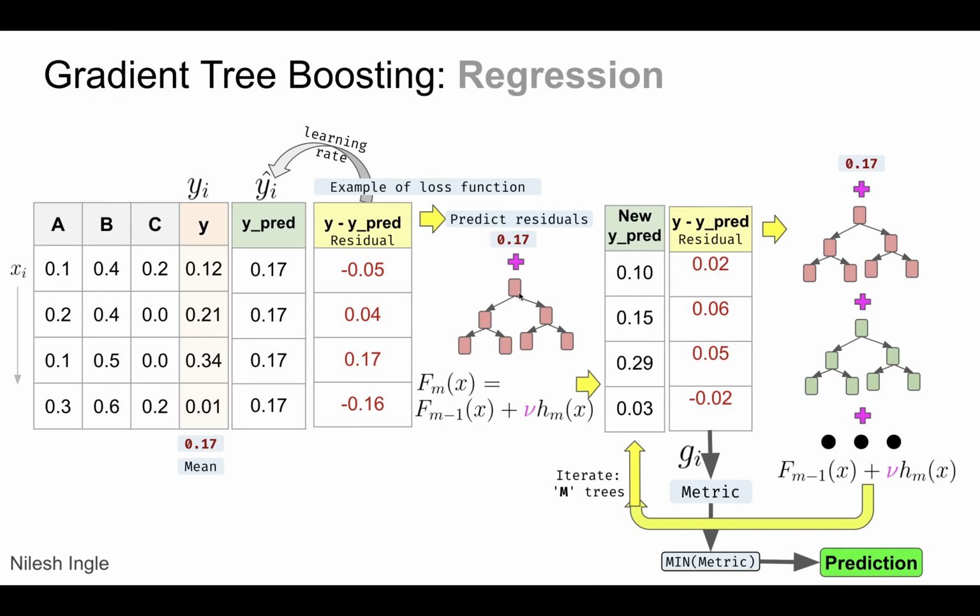And when we do the addition, there is also a learning rate here, shown by the parameter nu, that can also be added to avoid overfitting. And so again, we can then calculate the difference between the new predicted value and the actual value. So 0.12 minus 0.10, that gives 0.02, and so on for the rest of the samples or rows.